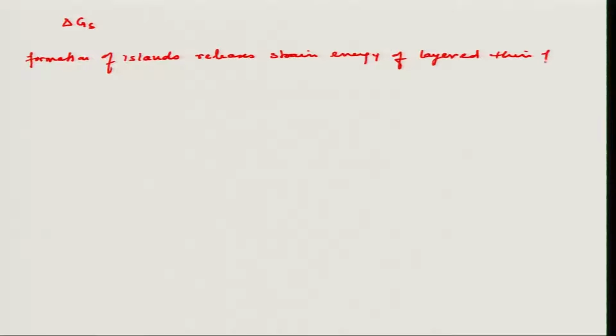Okay. Suppose we say that formation of islands releases strain energy of the layered thin film. So, the formation of islands is because there is too much strain energy in the layered growth. So, by formation of islands it will release some of that strain.